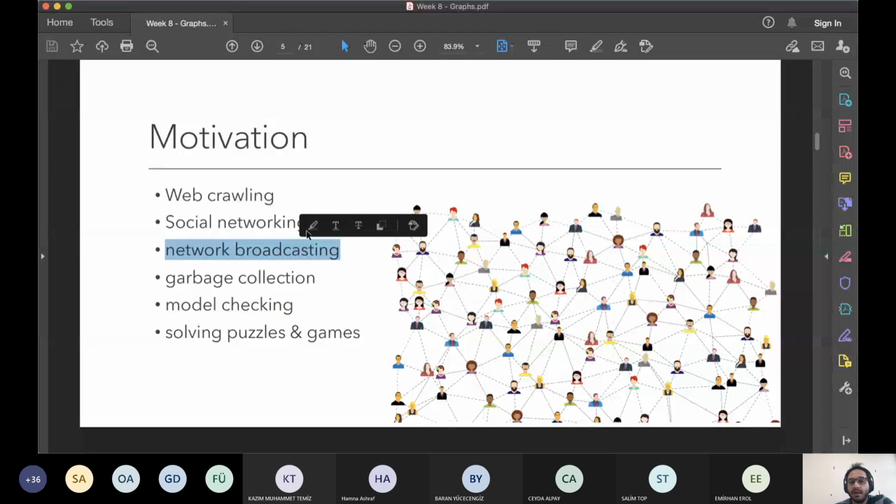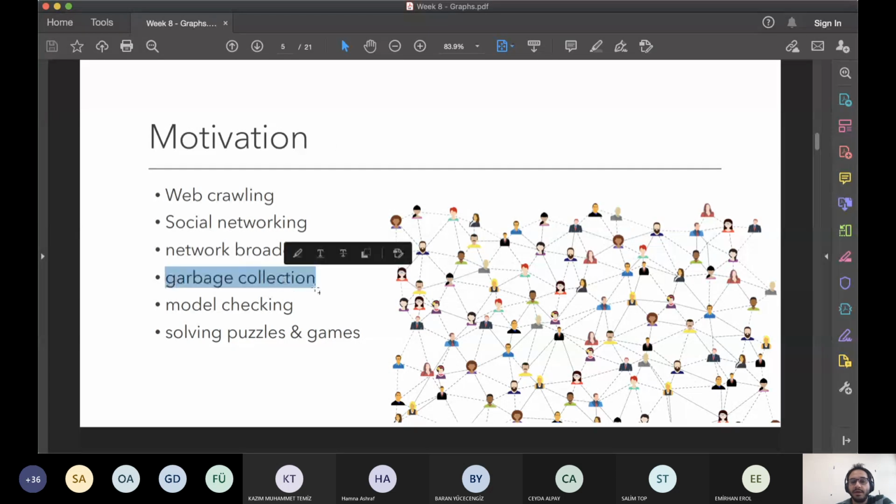And network broadcasting is another application of graphs, and it's the same thing as the shortest path. The routers in a network are connected to each other, and if you would like to broadcast something, you need to find which path to follow to get the shortest path. So we use the graph to symbolize the network structure. Also, garbage collection is another problem that we solve with graphs.